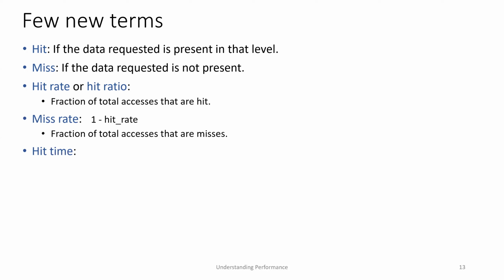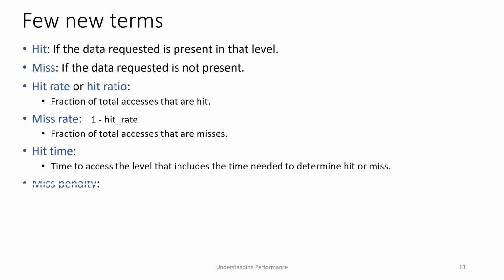And hit time is the time we need to get the data if it is a hit. Earlier the numbers I was showing that, to access L1 we need 1 or 2 nanoseconds, to access L2 we might need 10 nanoseconds, etc. That is typically the hit time. If the data is there, it will get it back in that much amount of time, right? Miss penalty is the time we need to get the data if it is a miss.